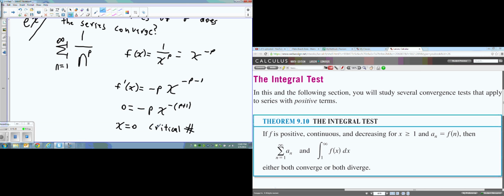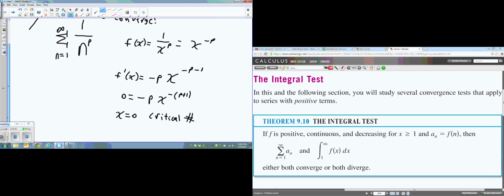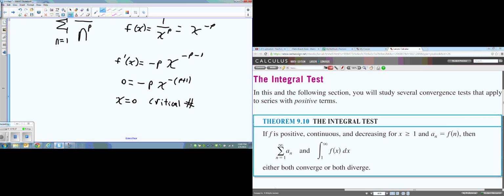So once you have the critical number, we're only concerned with x's that are greater than or equal to 1 anyway. So all we have to do is take a number greater than or equal to 1, or actually, we can choose 1 if we wanted to, because that entire interval to the right of 0 is going to have the same behavior, either increasing or decreasing. So we can find f prime of positive 1 here, and that's going to equal negative p times 1 to the negative p plus 1 power.